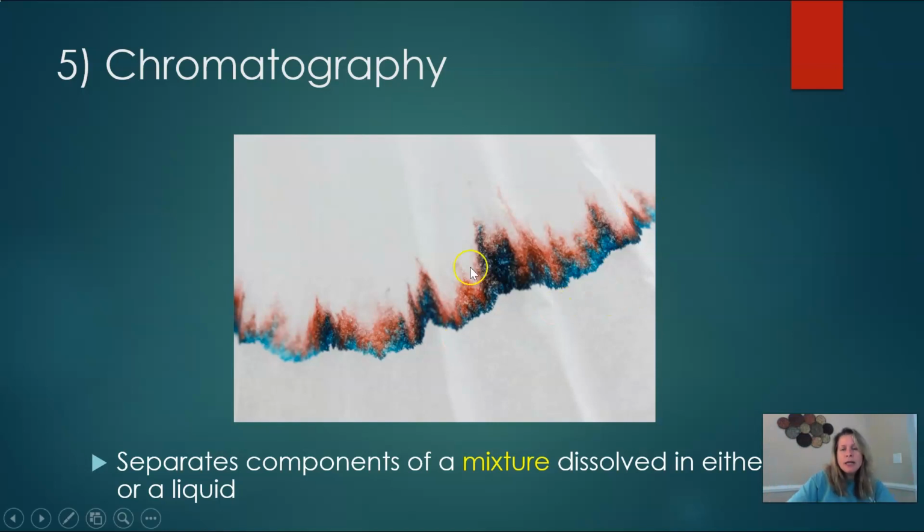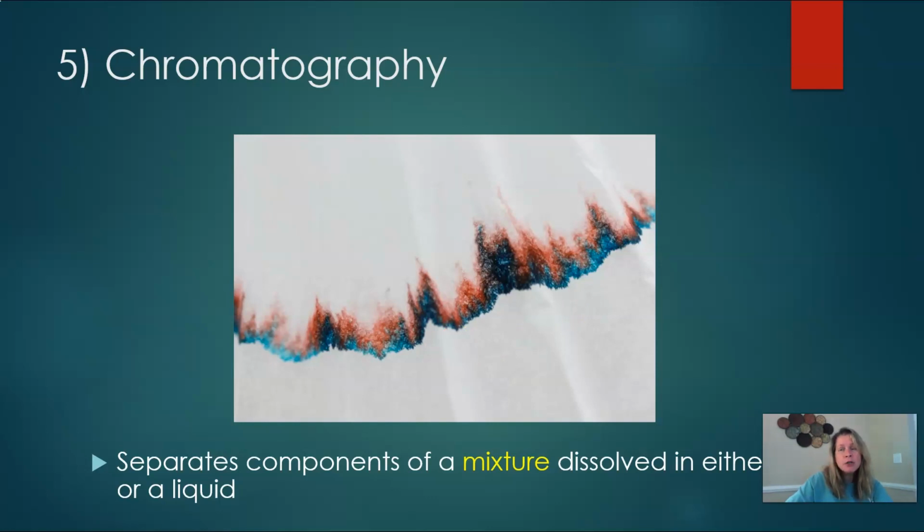So what we're looking at here is a final product where you've used a black marker, and the line would have been here, and you would have put it in the water, and as the water rose up the filter paper, it would have spread out the pigments that were in that marker. And so you can see all the different colors that would actually make up a black colored marker. Chromatography is good for separating the parts of a mixture that are either dissolved in gas or liquid. And we'll focus on liquid because that's pretty easy to understand.